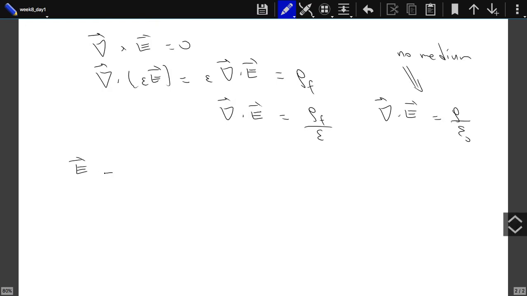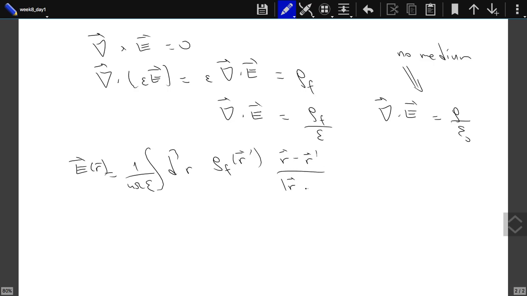So the electric field is nothing but, in integral form, d cubed r prime. The electric field at the point r is the integral over the charge density, 1 over 4 pi epsilon. Epsilon is position independent, so I can take it out of the integration. R minus r prime divided by the absolute value of r minus r prime cubed.